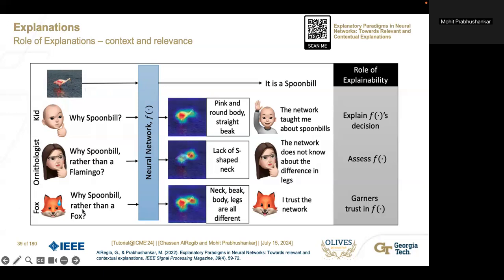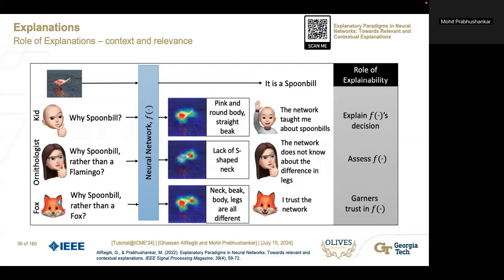Of course, if a fox asks why spoonbill rather than a flamingo, you expect all parts of the flamingo to be highlighted because they both are very different from each other. It cannot be exactly the same thing, and this will help the fox trust the network. So this is a cartoonish way of trying to get the point across that the idea of explainability is very context dependent. It's dependent on who is asking the question, and that is where the context comes in. And the network must be able to give any kind of an answer. That's a very broad statement to make. It should give any kind of an answer.